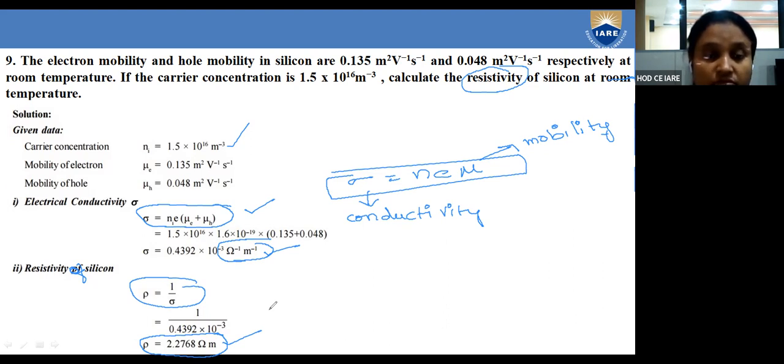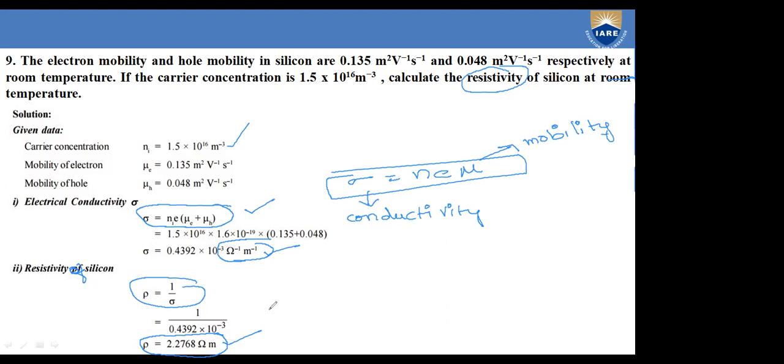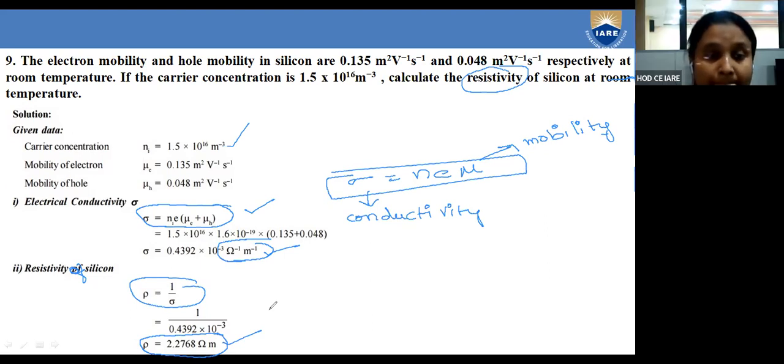Any doubts? No, ma'am. Okay, just copy it then. We'll go for the last problem. 5 plus 2 by 4.